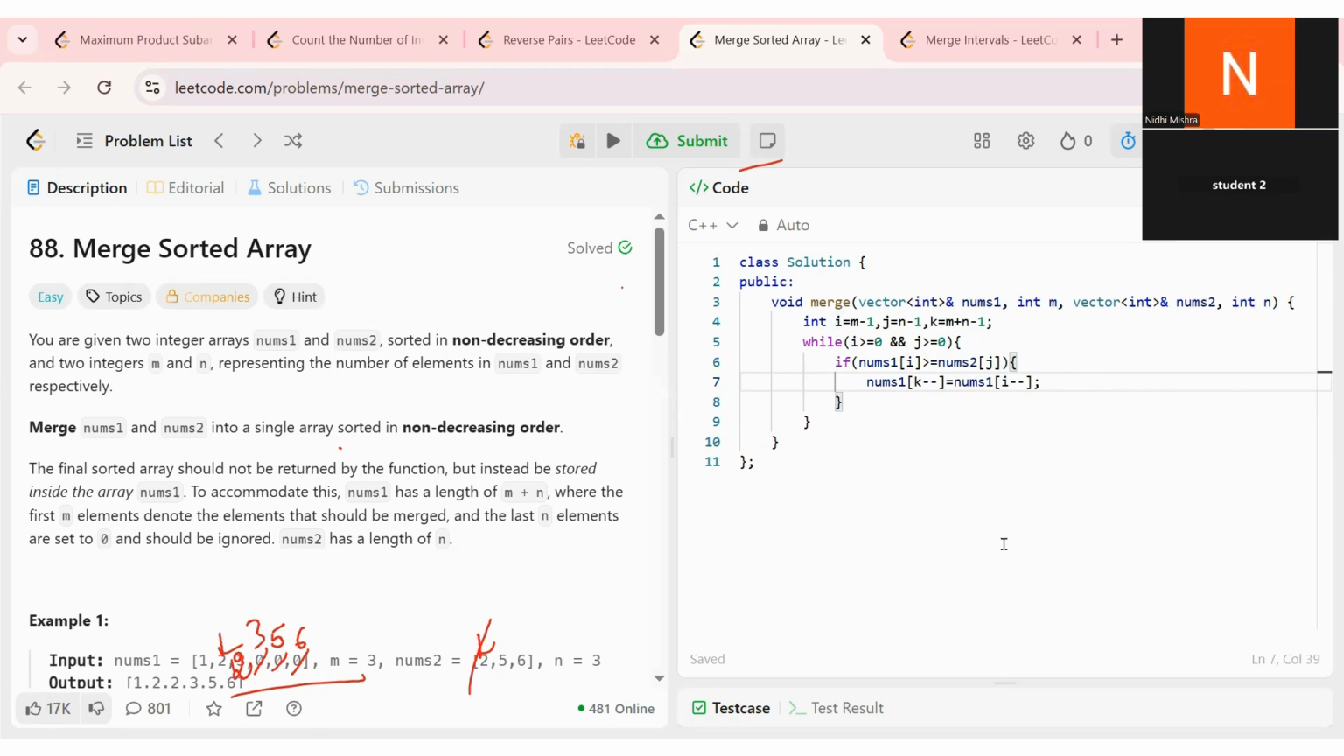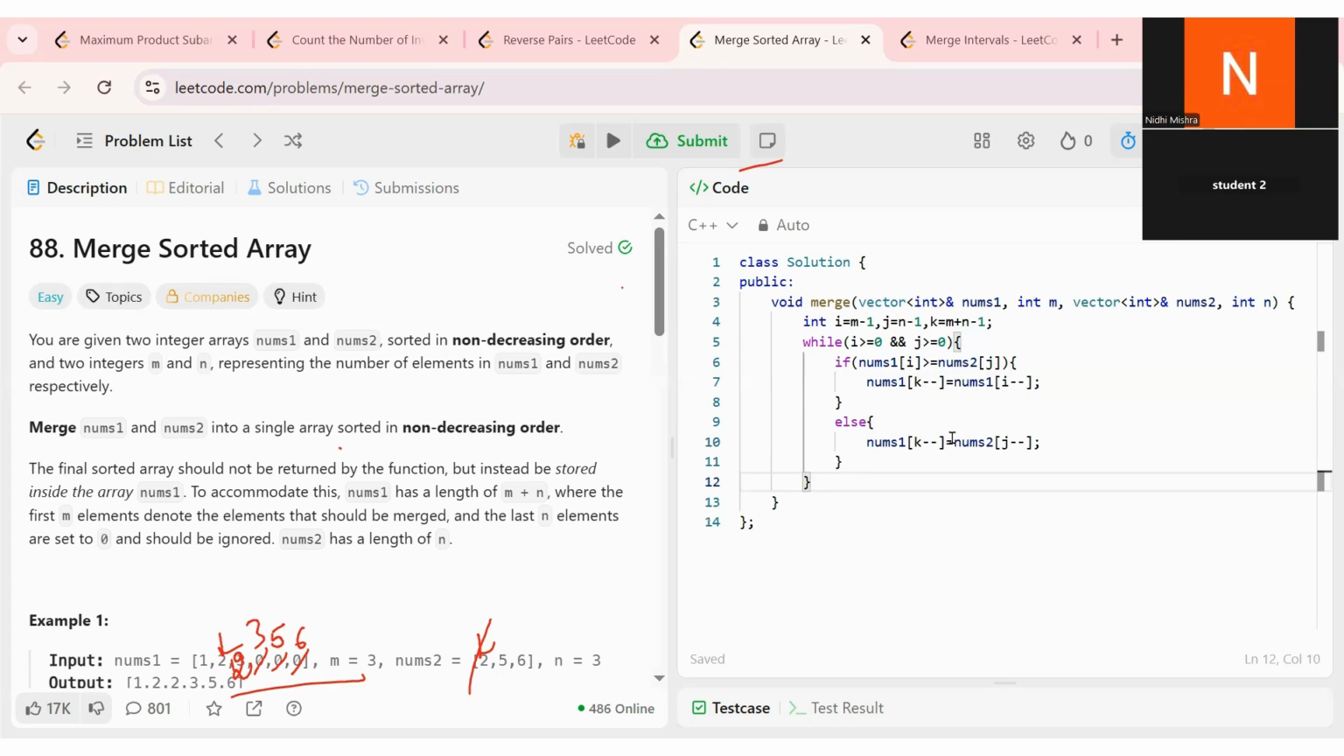Use k, then decrement. You know this, na? Yes, ma'am. Else, what I will do? nums1 of k is equal to nums2 of j minus minus. Correct? Is that fine? Is that okay?